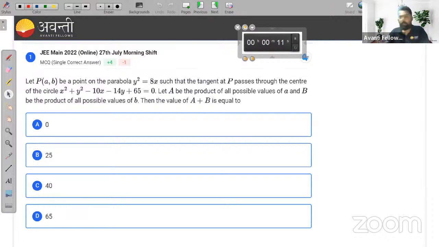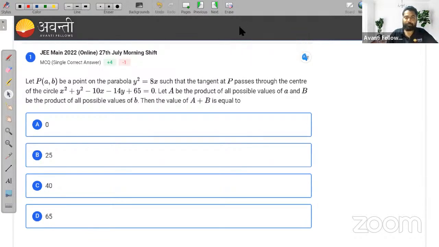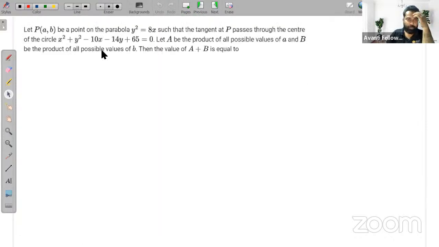Just wait. Okay, so let's solve this question. So what it is saying actually? Okay, so let point P, whose coordinate is AB, be a point on the parabola y square is equal to 8x, right? So that the tangent at P passes through the center of this circle. Let A be the product of all possible values of A and B be the product of all possible values of B. Then you need to find A plus B, right?